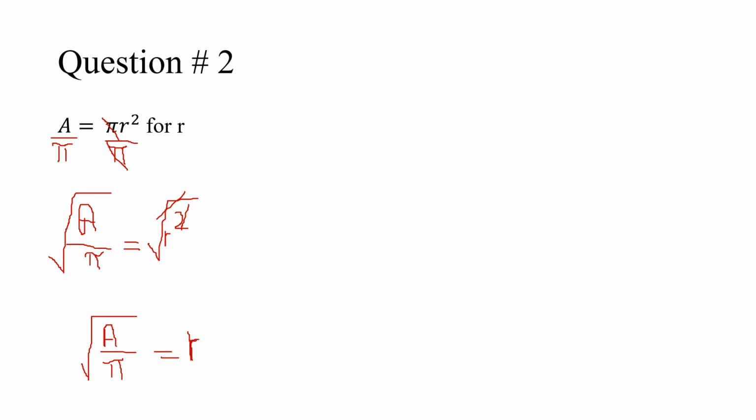And as again, we emphasize, our r is now positive, standing alone, and in the numerator. So that is our subject. Our answer here is r is equal to the square root of a over pi.